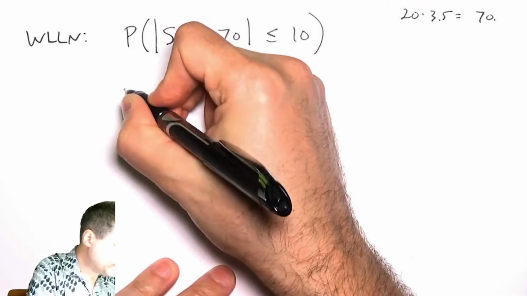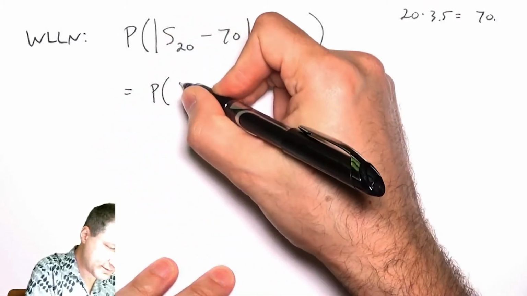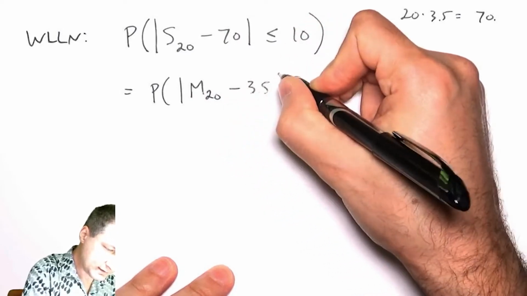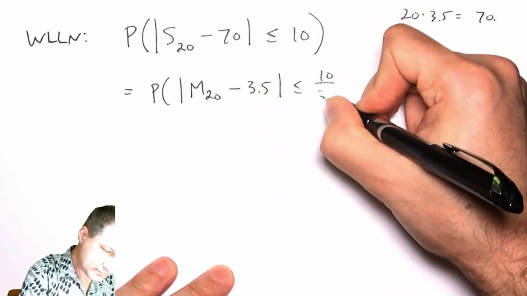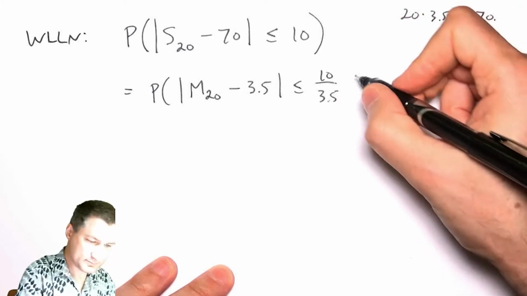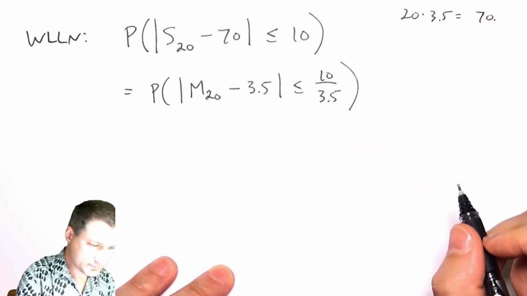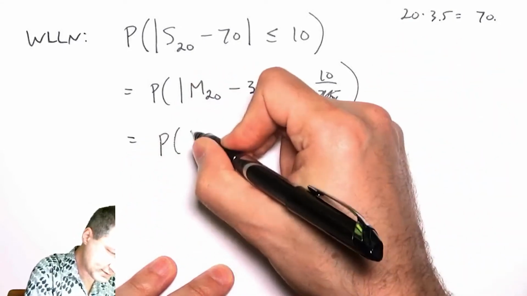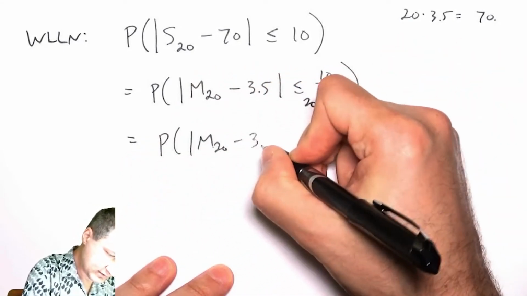Well, this is the same as dividing through to talk about the mean of these 20 numbers being within this value. I'm sorry, not 3.5, divided by 20. So a different way of saying this is this.